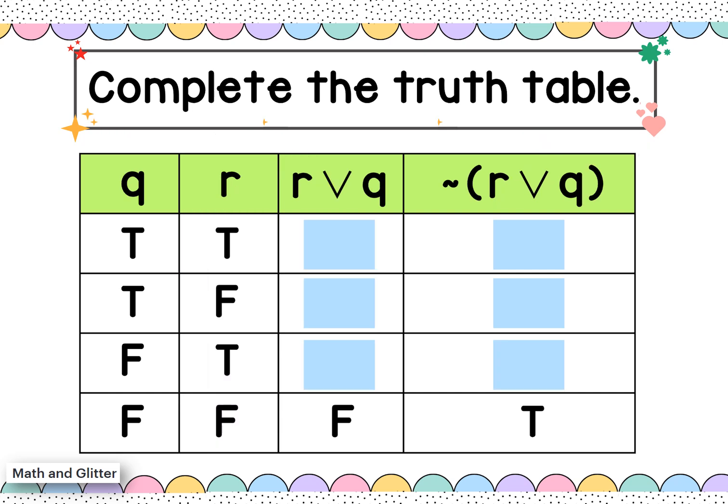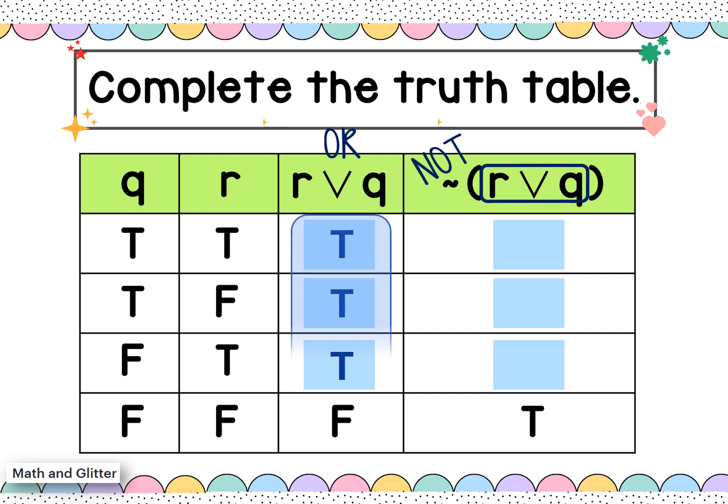Let's see here. We need to do an OR, a disjunction with R and Q. So we're not negating anything yet. We're going to get a true, true, true. But now we're taking this disjunction and we are negating it. So we're switching all the truth values right there. So false, false, false, and the true was already there for us.